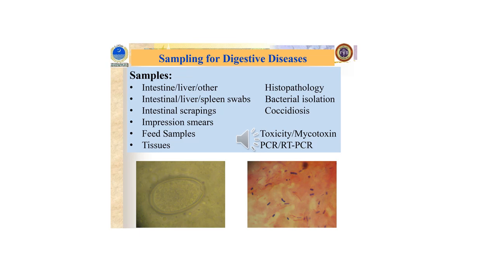Then a feed sample may be submitted for toxicity testing for mycotoxins. The feed sample must be submitted from different places, also from the feeders, and after thorough mixing. Then tissue samples may be submitted for PCR or RT-PCR, and as we have already discussed, for histopathology you can submit the tissue sample.